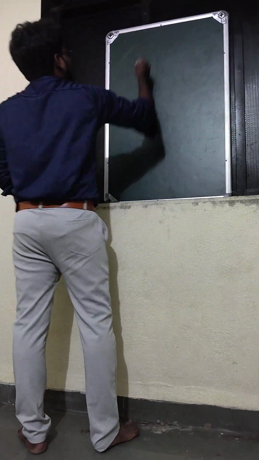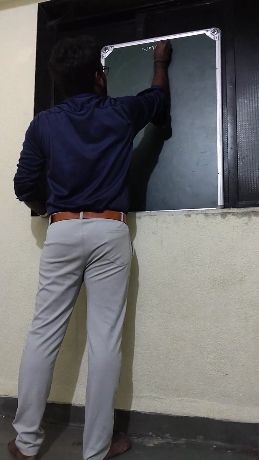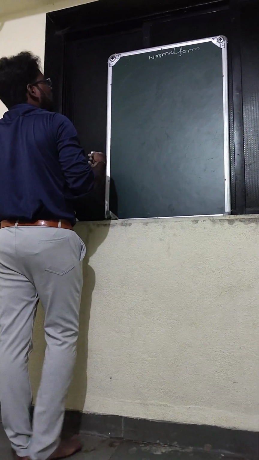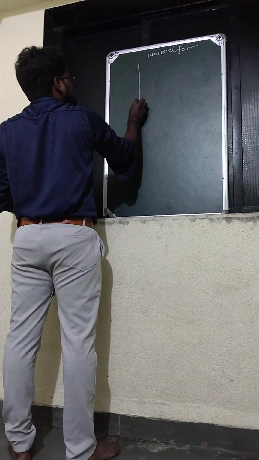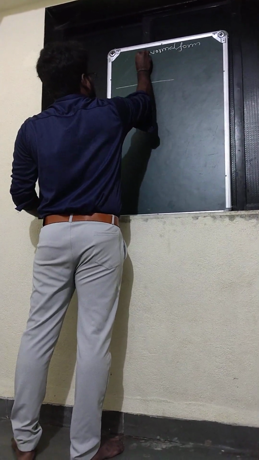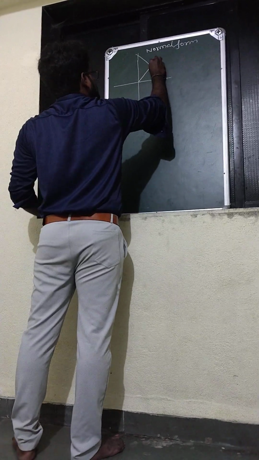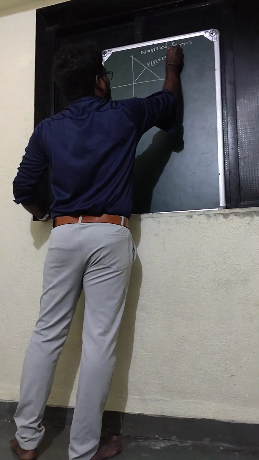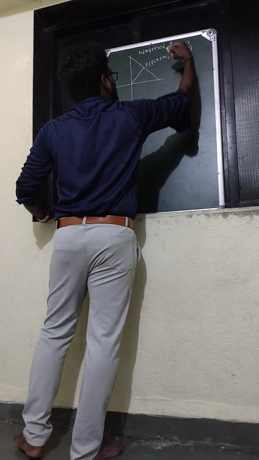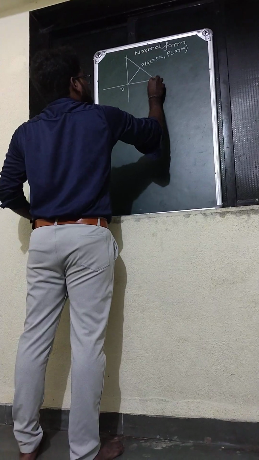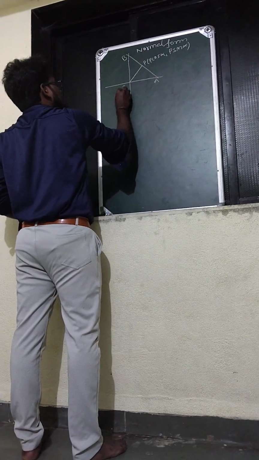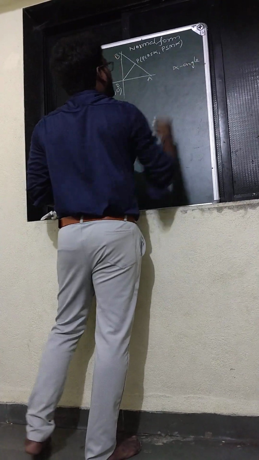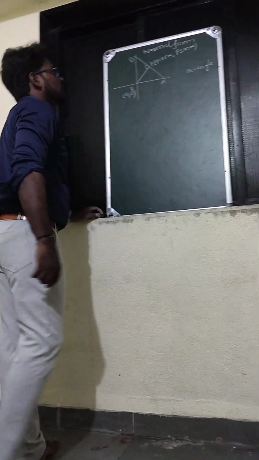Next one, normal form. What is the normal form? Here, from the origin, the points are (p cos alpha, 0) and (0, p sin alpha), and a, b. 0 means the origin, (0, 0). What is alpha? Alpha is an angle, with the perpendicular.